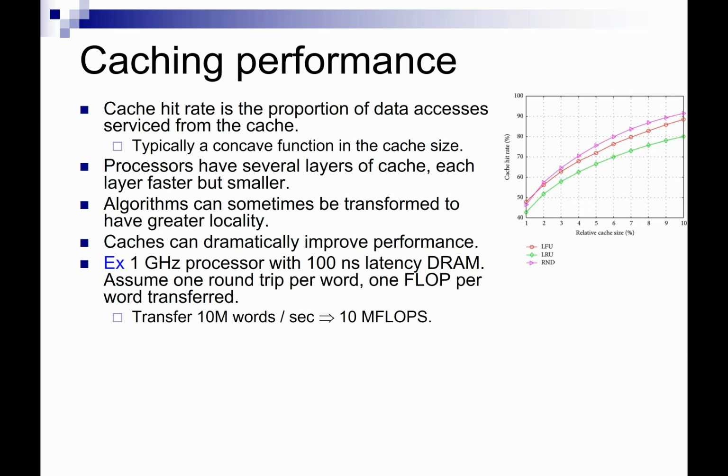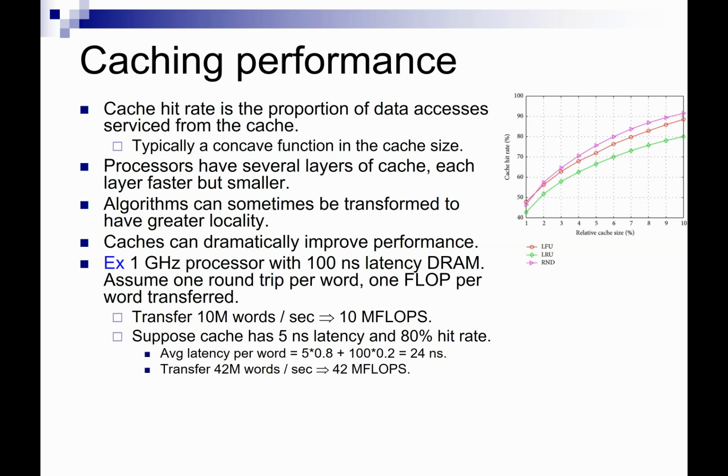Since you have a 100 nanosecond latency, this means that you can only transfer 10 million words per second, because each word takes you 100 nanoseconds. And since you're only doing one math operation per word, you're only going to get 10 megaflops, even though you could potentially be doing a billion flops.